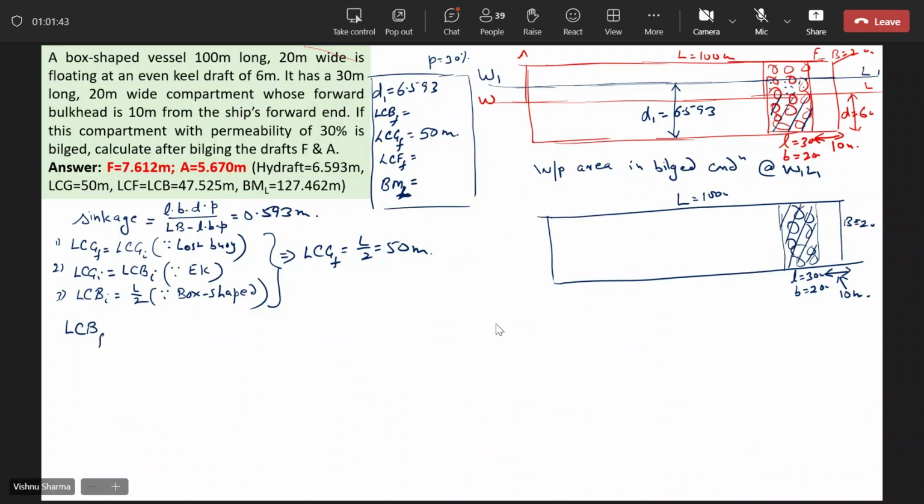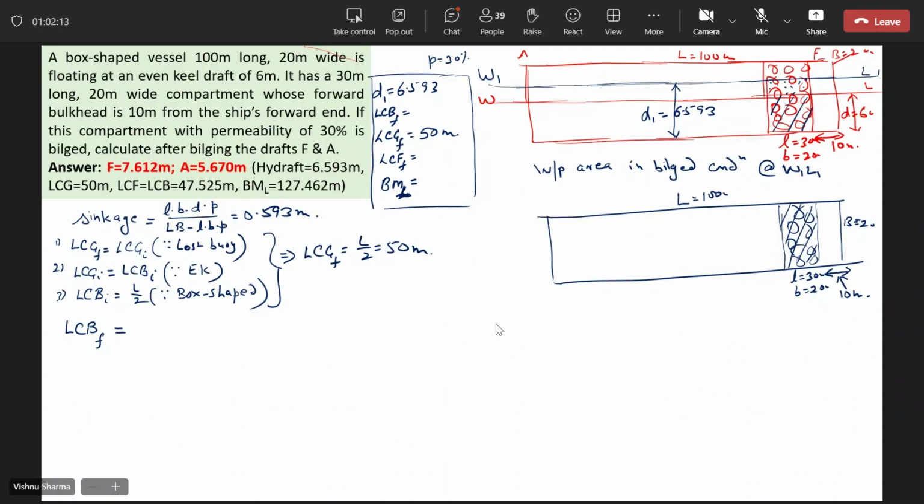Over the last 2 days, we have learned how to calculate KB final in the bilging condition. Correct? We know how to calculate. So how were we calculating it? By taking vertical moments, correct? And for LCB and LCG, which moments do you take? You take longitudinal moments, correct? Yes, sir.